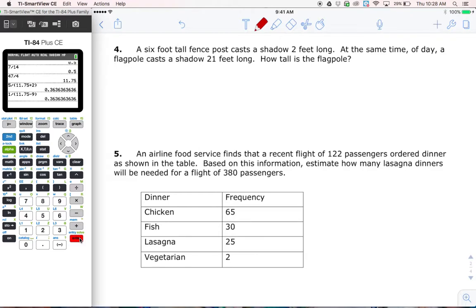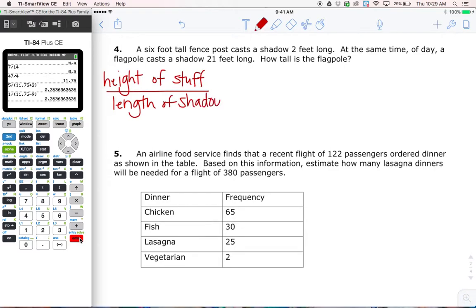So in this problem, it says, a 6-foot tall fence post casts a shadow 2 feet long. At the same time of day, a flagpole casts a shadow 21 feet long. How tall is the flagpole? So you ask yourself, okay, what are we comparing? We're comparing the height of two things. So the height of stuff over the length of their shadows. So length of shadow. Now you could have done this backwards. You could have done the shadow on the top and the height on the bottom. Guys, it doesn't matter. But I'm going to set mine up like this.